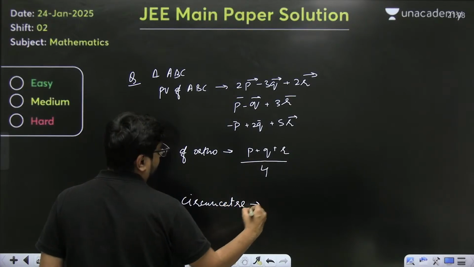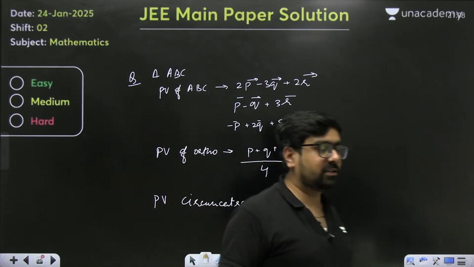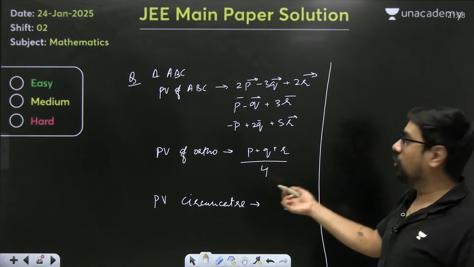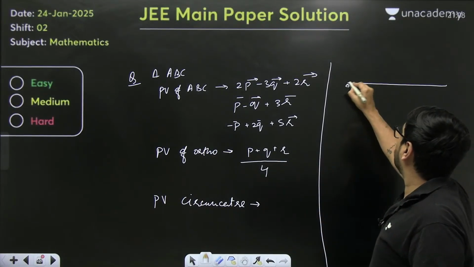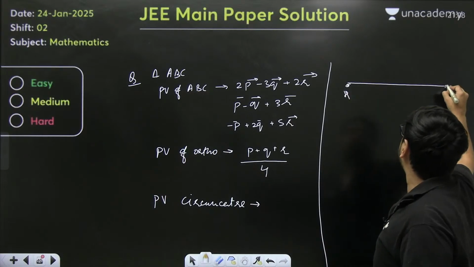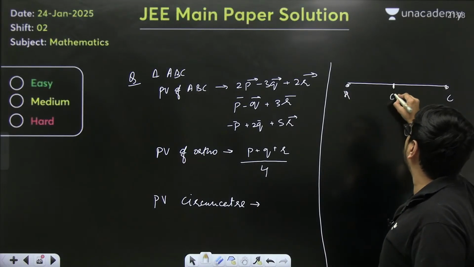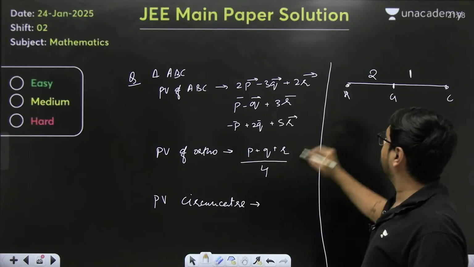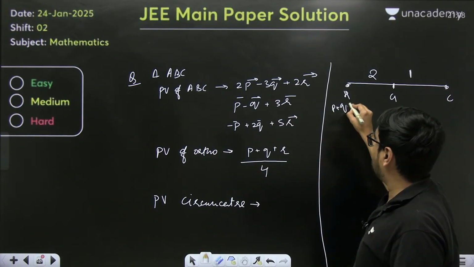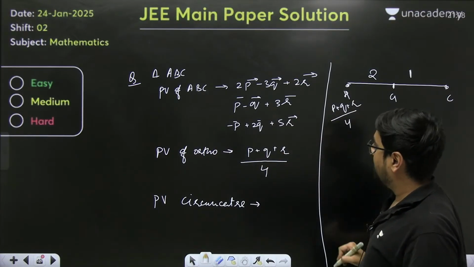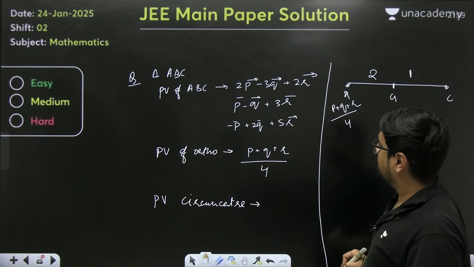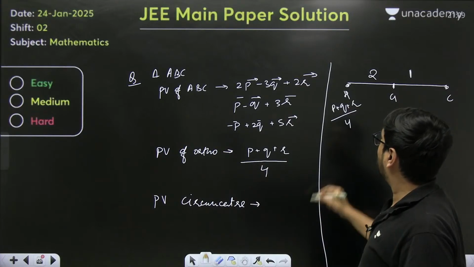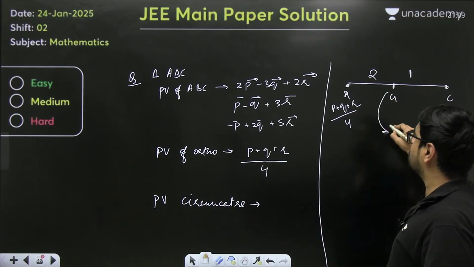They are asking about the circumcenter. On the properties of centers of a triangle, they always ask questions. Remember that. Here also they want to ask this only, that the orthocenter and circumcenter are divided by the centroid in the ratio 2:1. The orthocenter is given to you as (p plus q plus r) by 4, and they are asking you the circumcenter.